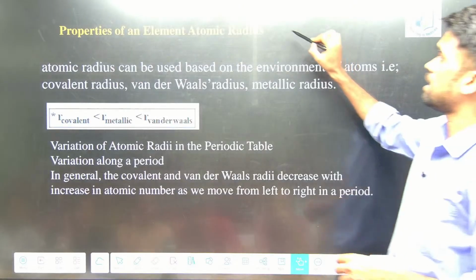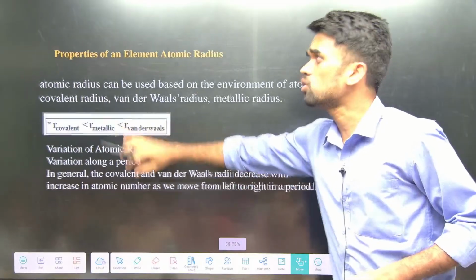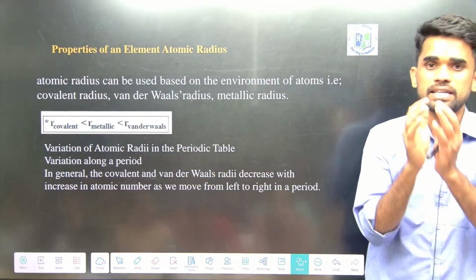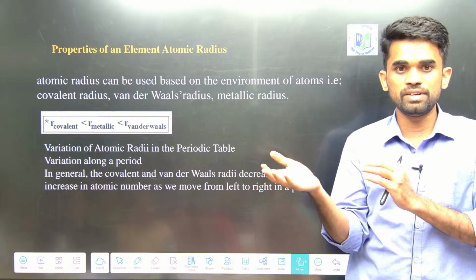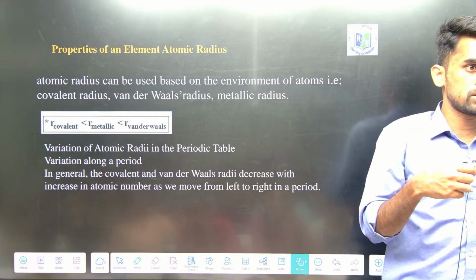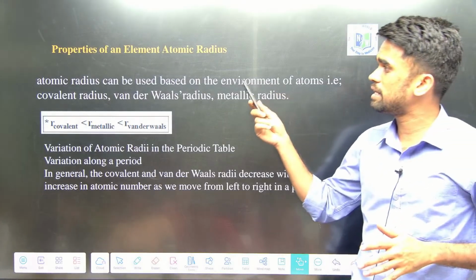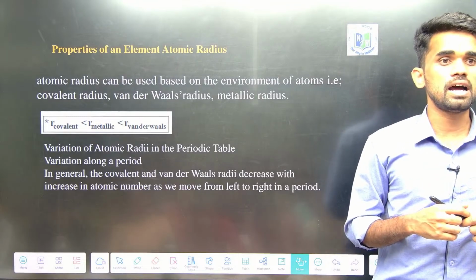Now periodic properties. What is that? The elements have some properties, like their size, their chemical reactivity, how they are accepting the electron or how they are releasing the electron. All this comes under properties. Okay, the first property here is atomic size or atomic radius.